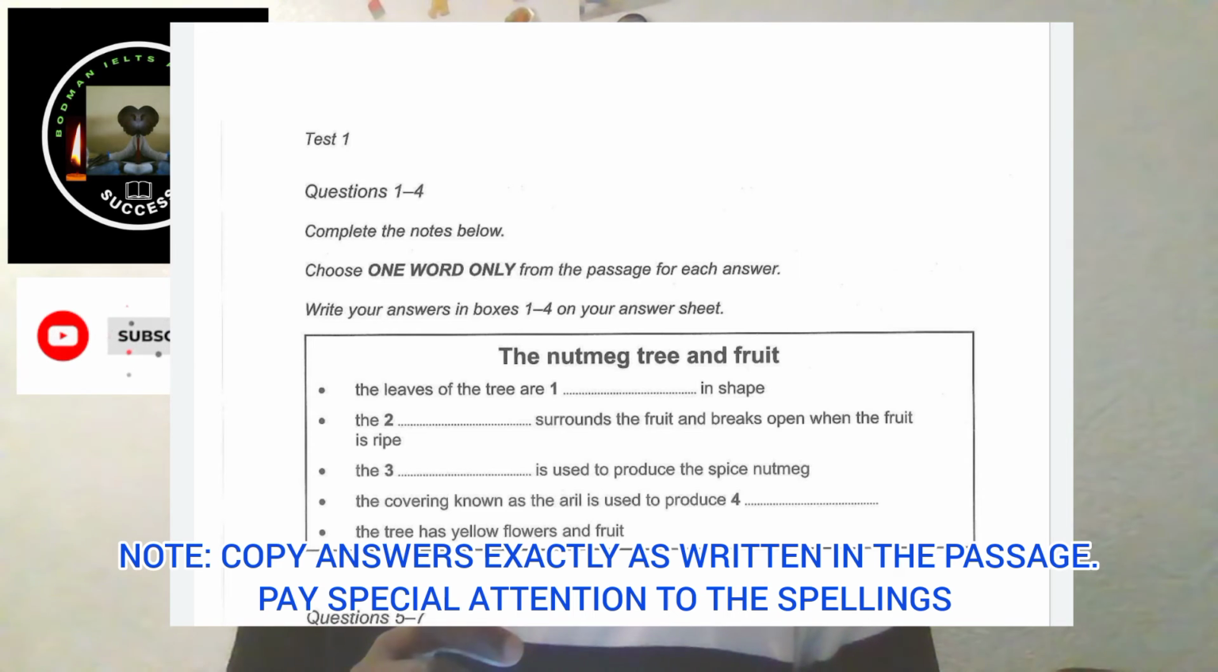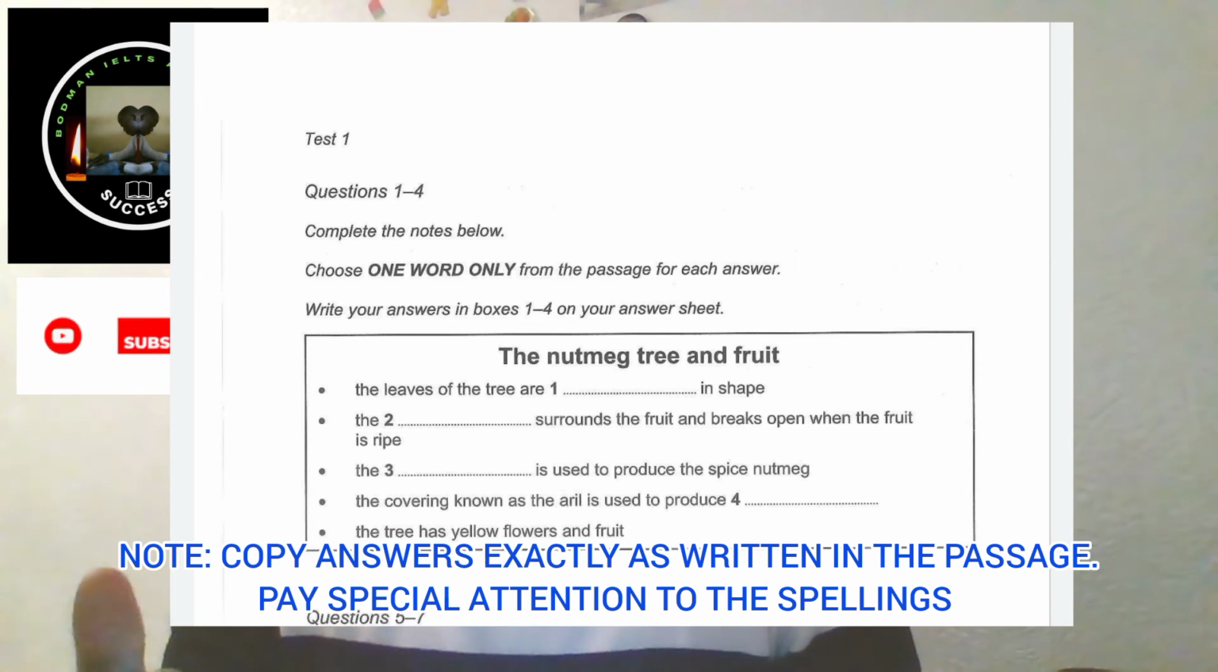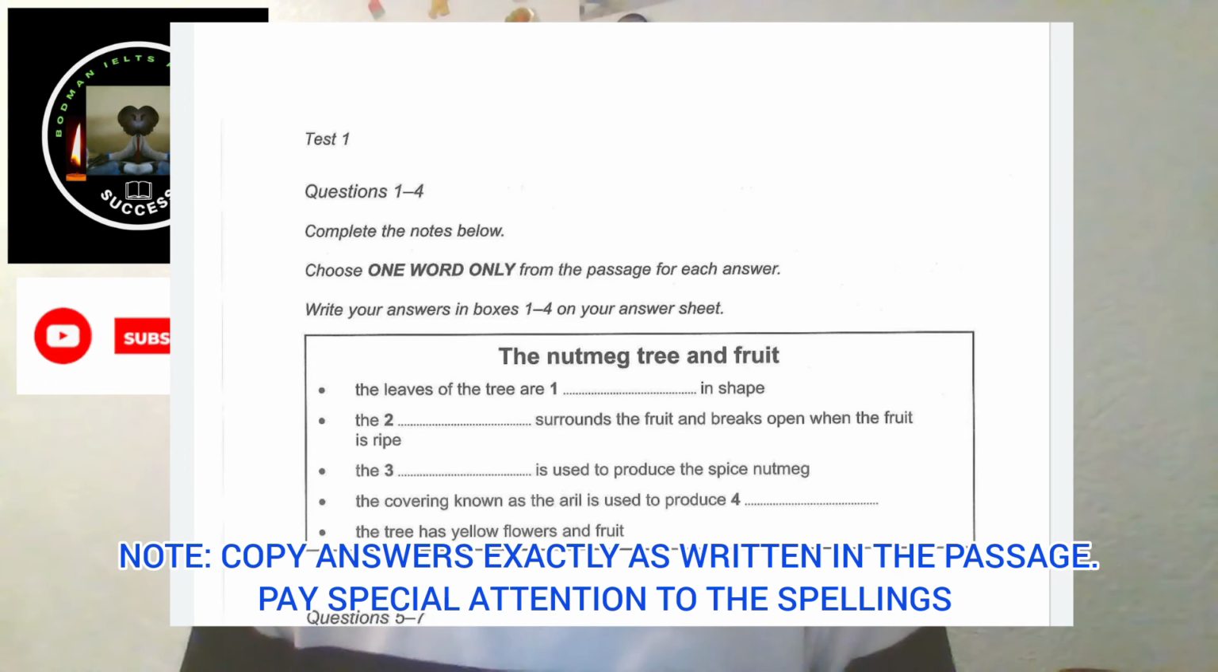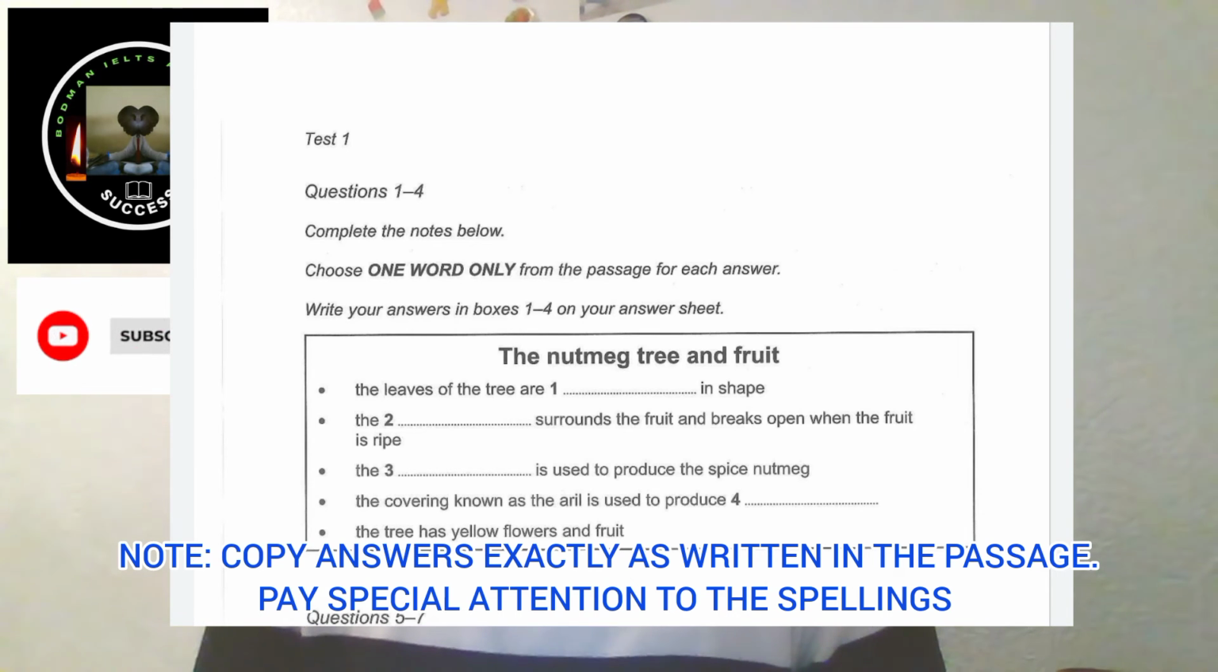This question is asking you, what is used to produce the spice nutmeg? The passage will tell you something that is used to produce spice. So if you want to look for this answer, you will start from where we picked the last answer. Then the next question: the covering known as the aril is used to produce dash. The passage will tell you what aril is used to produce.